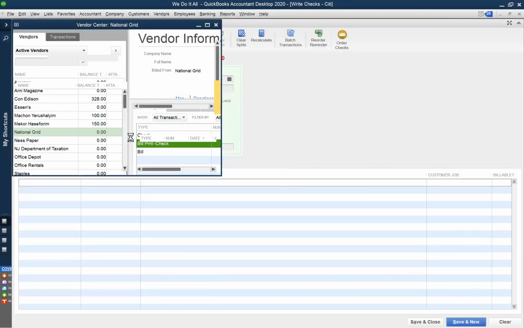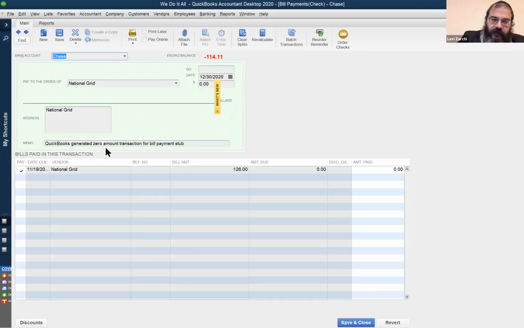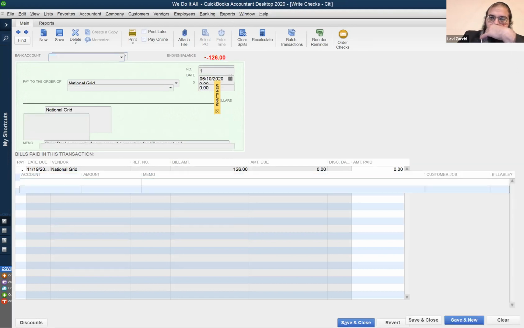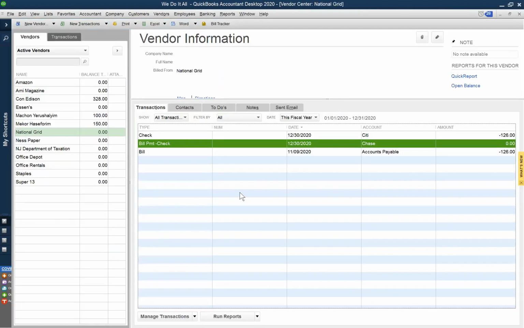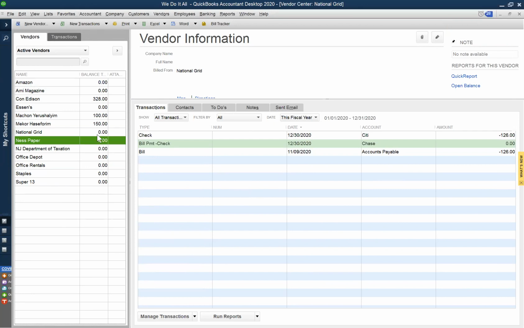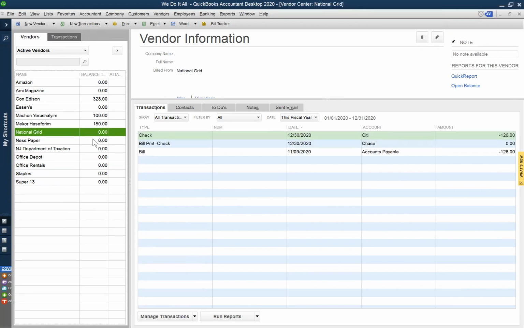Oh, okay, I realized my mistake. See, QuickBooks generates a 0 transaction to make a payment stub. So I can delete this, right? Okay. Fine, I got it. So what do you do now? Do you have negative or 0? Now it's negative 126. So it's still an issue.